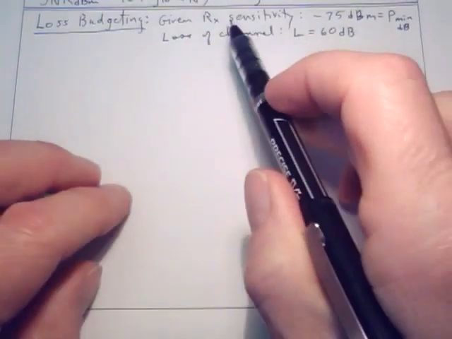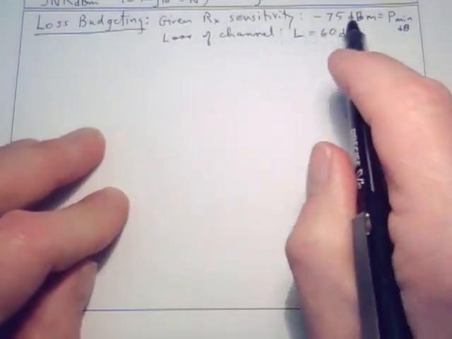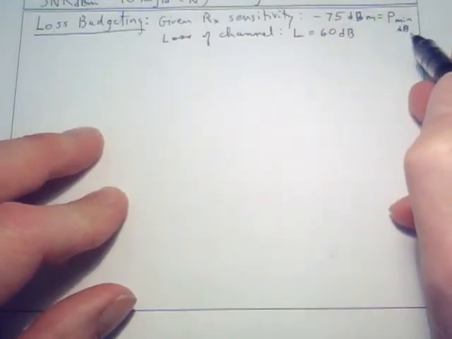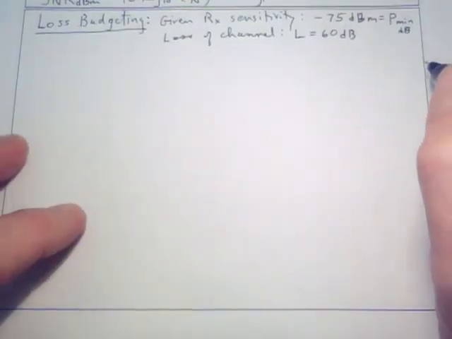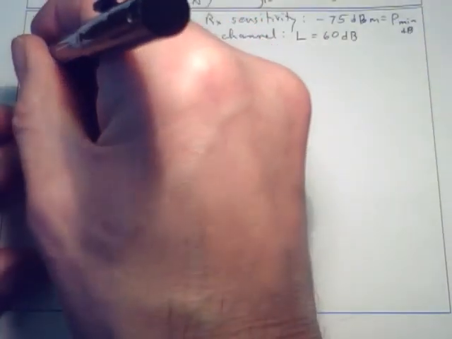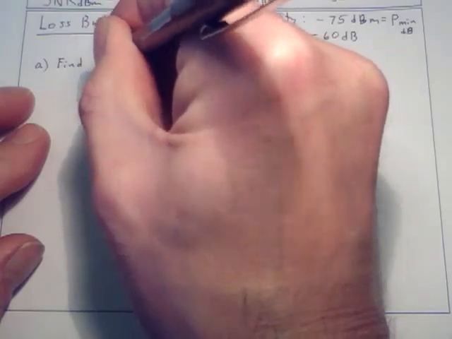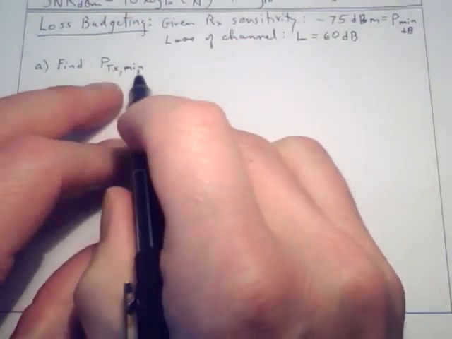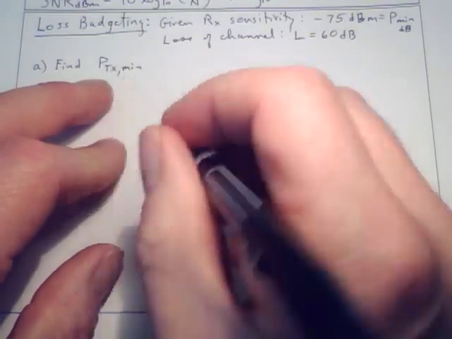Okay, because the receiver sensitivity is by definition the minimum received power for the system to work properly. That is, to give an acceptably low bit error rate. Okay, and in part A of this problem, I will ask, what is the minimum? Find PTX minimum. That is the minimum received, or the minimum transmitted power.